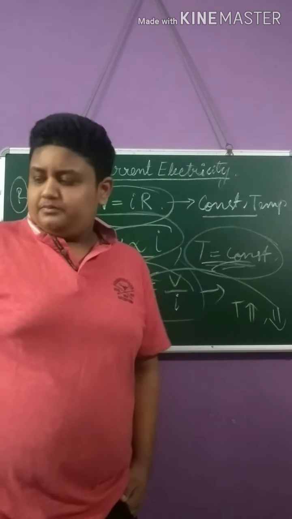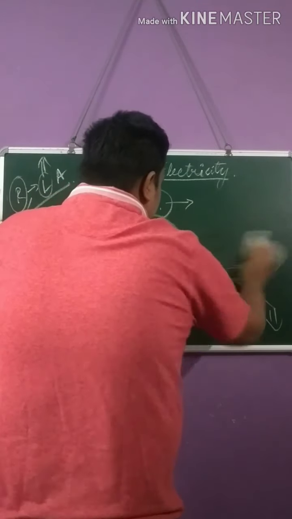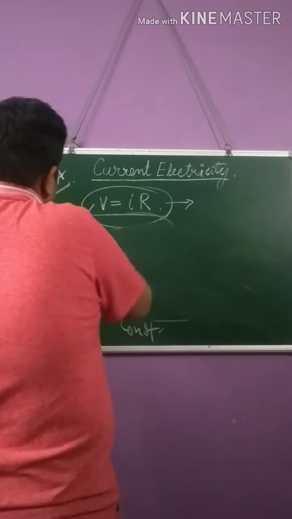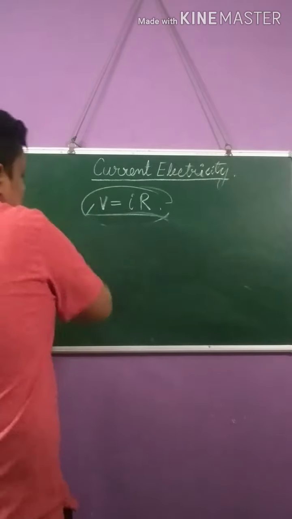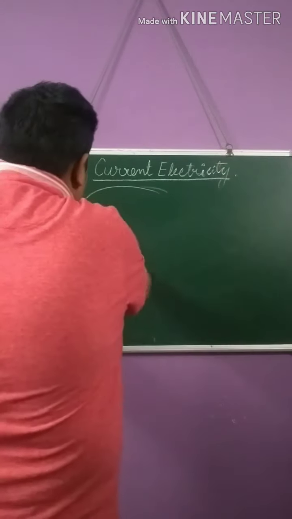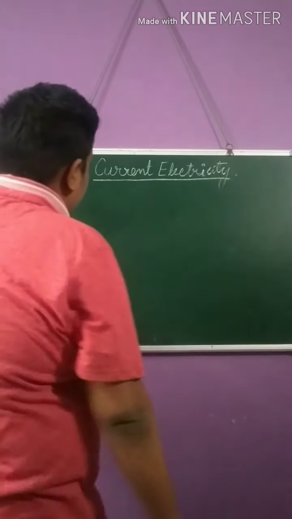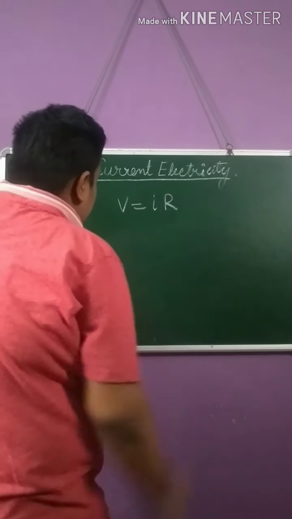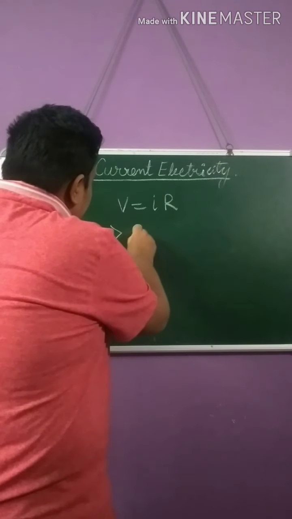Am I clear? So let's come to the next point. Now I would like to clarify a common doubt which almost all students have in their mind. See what we will learn now. This was Ohm's law, V equal to IR. Fine. Now from this we can write R equal to V by I.